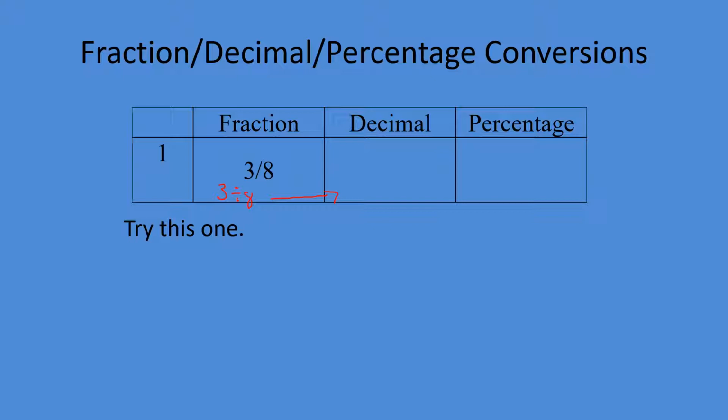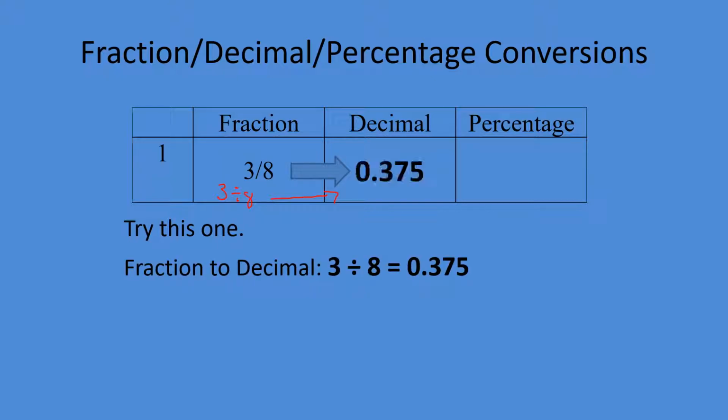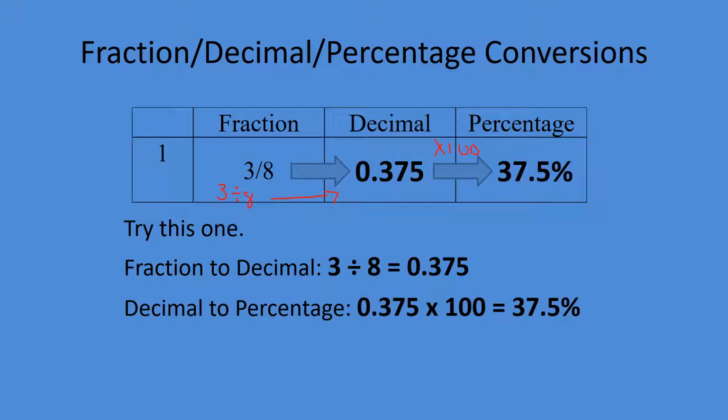Yep. Yep, 0.375. Multiply by 100, and you get 37.5. Yep, times 100, 37.5. Right, not too bad. Fraction, decimal, percentage. Get another one.